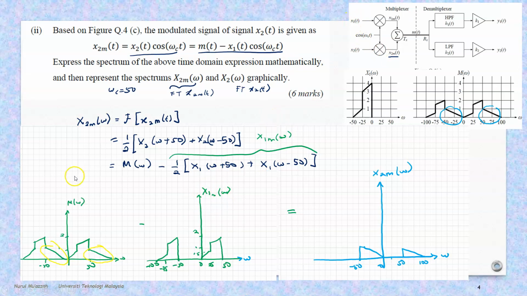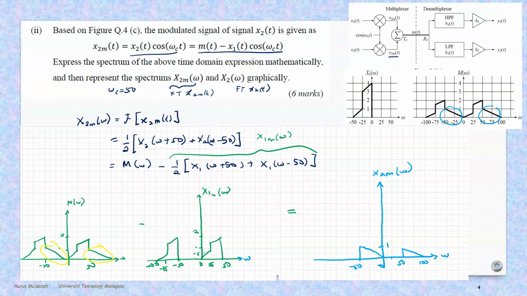Okay, so I hope you understand what I'm trying to say here. So now we have x2m omega. We can draw x2 omega, but we have to work backward because x2m omega is the modulated signal. Also I forgot to put the amplitude here. The highest amplitude here is 1 because we follow what we have in m omega here, where the highest amplitude is 1, for x2m omega. So it means that for x2 omega, we need to have the amplitude which is times 2 from this one.